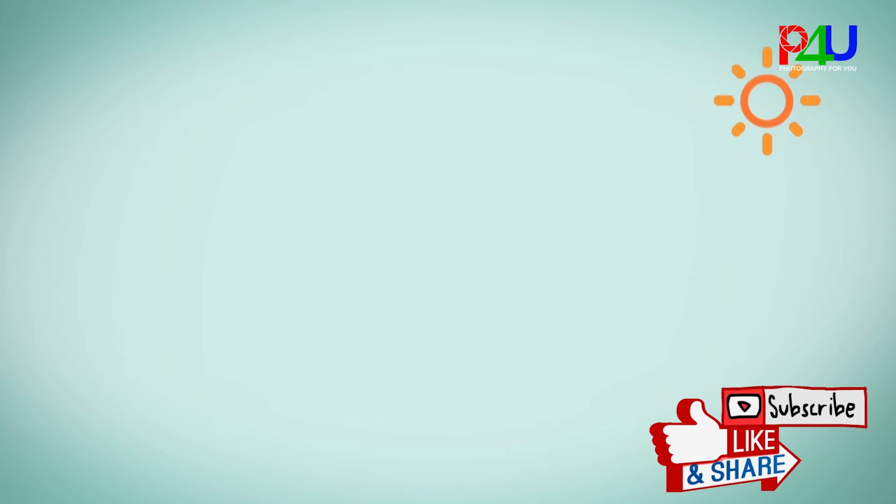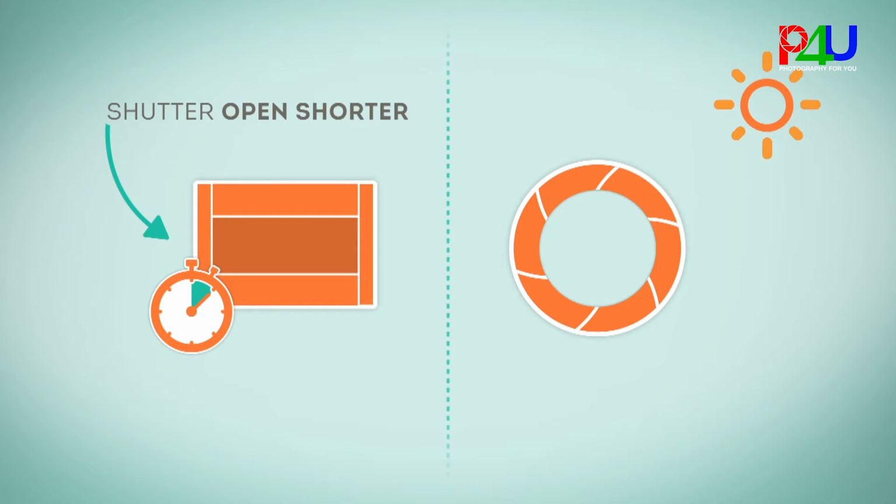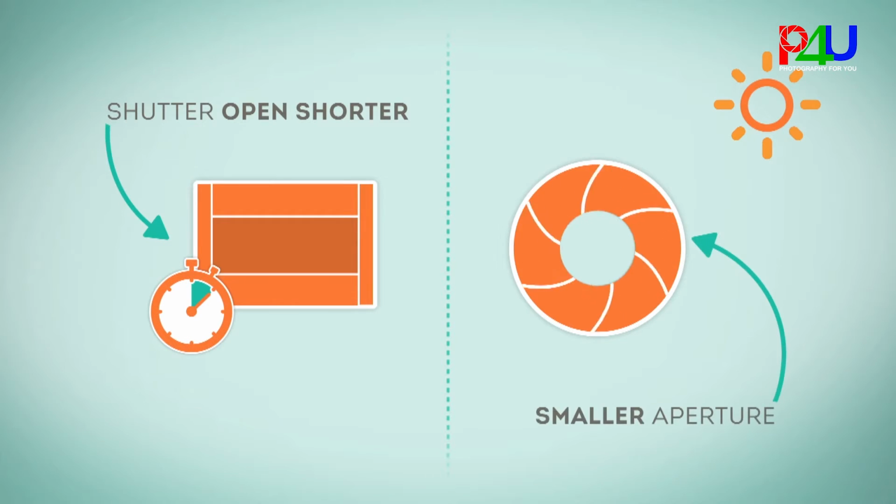In brighter conditions, where we need less light, the camera will do the opposite. It will keep the shutter open for a shorter period of time, or set a smaller aperture to decrease the amount of light entering through the lens. Both actions will allow less light in.